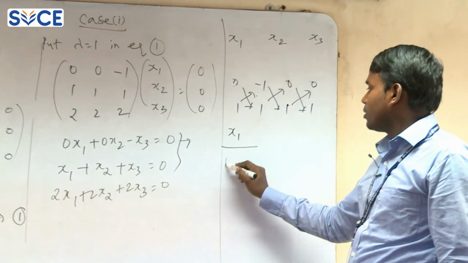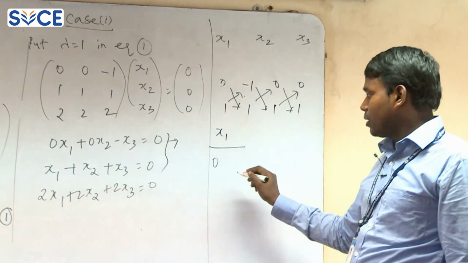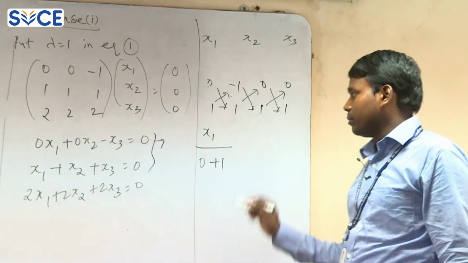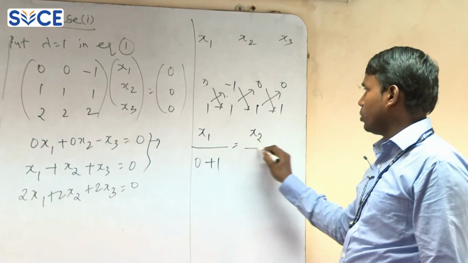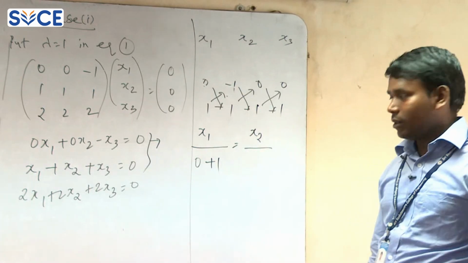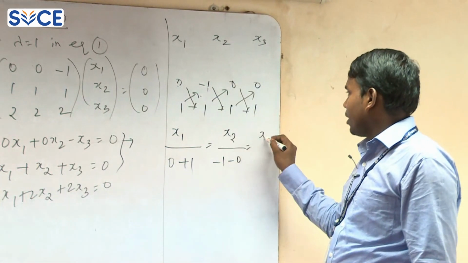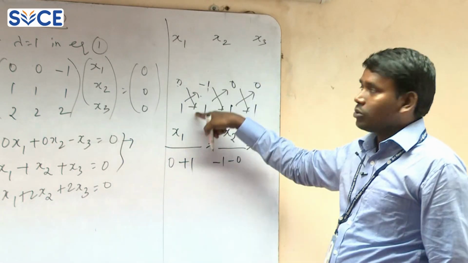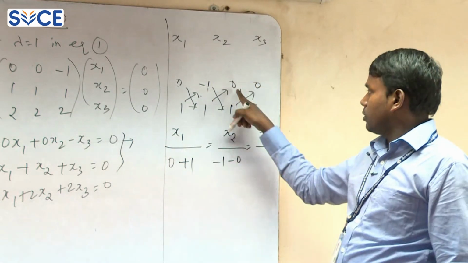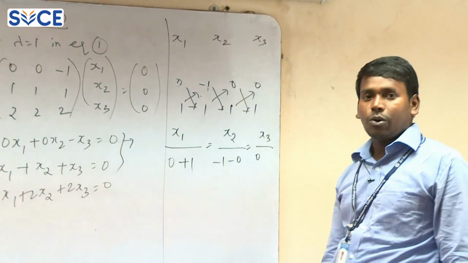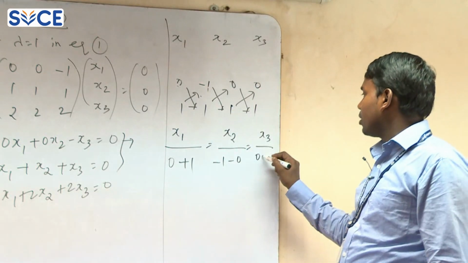So 0 into 1, 0. 1 into minus 1, minus 1. So opposite sign, plus 1, equal to x2 divided by minus 1 into 1, that is minus 1. 1 into 0, 0. That's all. x3, because this is the x1, x2, x3 pair. So x3: 0 into 1, 0. 1 into 0, that is also 0.